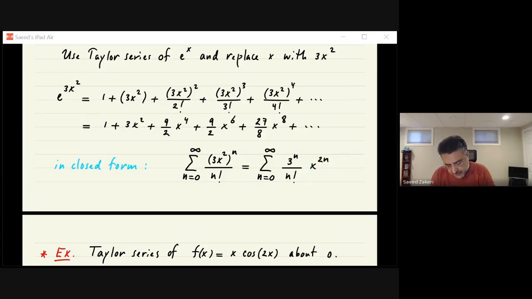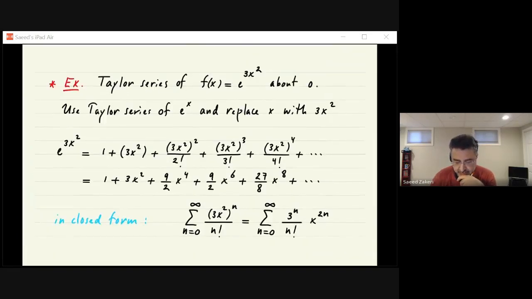Now, if you keep substituting various successive values for n, starting at n equals 0, you get this term. For n equals 1, you get this term. For n equals 2, you get this term, and so on. Is this clear? Are you happy with this, or is there a question before I move on to the next example? Good.